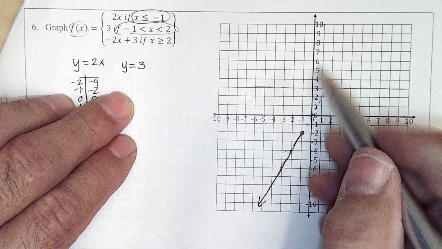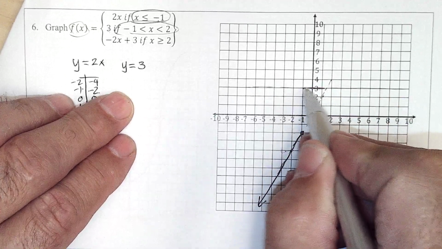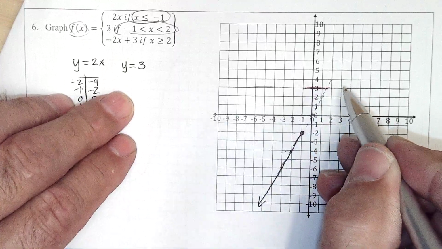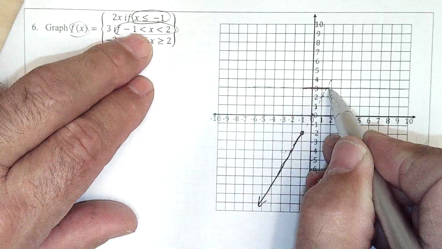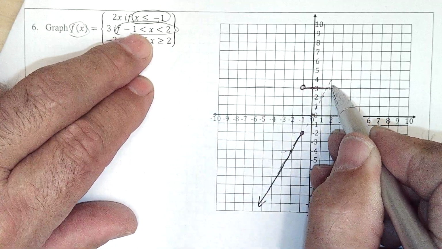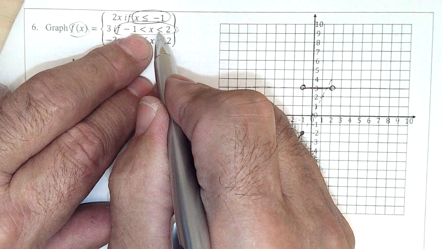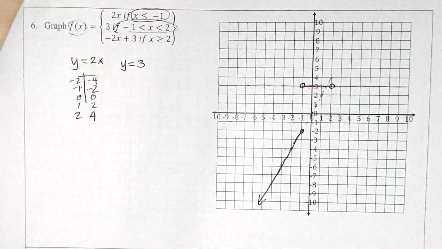So I'm going to draw this from -1 to 2. And I don't get to include either end, so I have to put an open circle saying don't include the ends. There's no equal sign, so I don't get to include the ends.